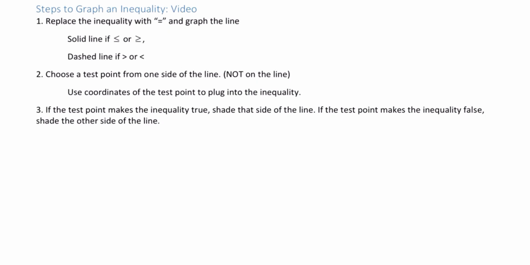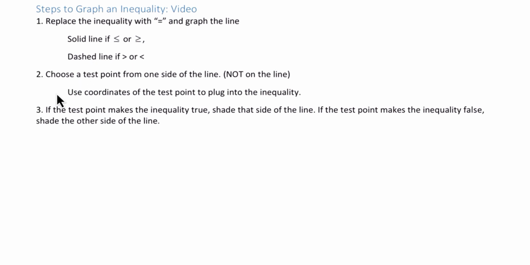To solve an inequality in two variables, we need to graph it. First, replace the inequality symbol with an equal sign and graph the line. If we have less than or equal to or greater than or equal to, we use a solid line. If we have strict inequalities like greater than or less than, we use a dashed or dotted line.